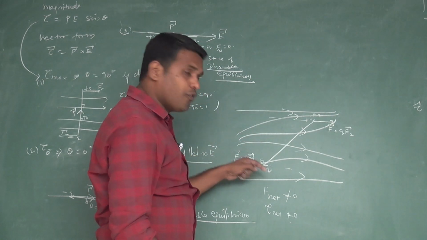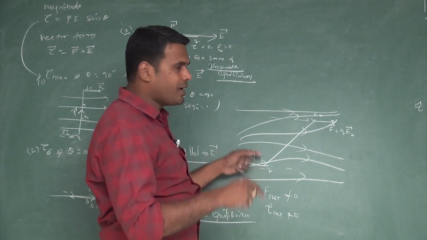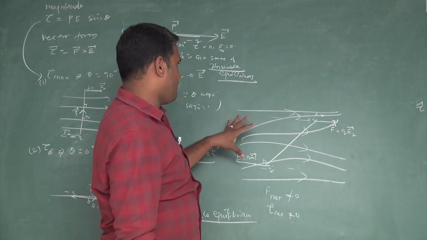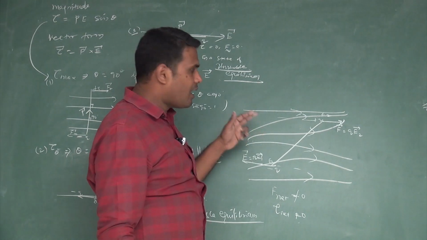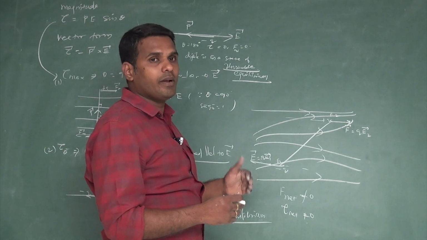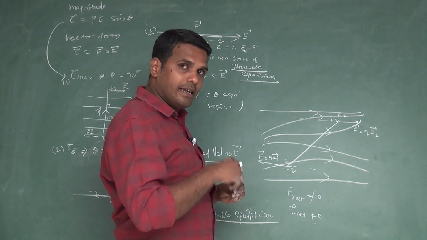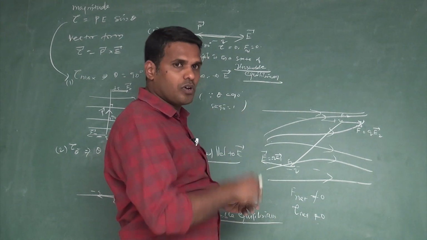So there will be a net force acting on the dipole. At the same time, there will be a net torque acting on the dipole. So when a dipole is placed in a non-uniform electric field, what will happen? The dipole will experience a net force as well as a net torque.